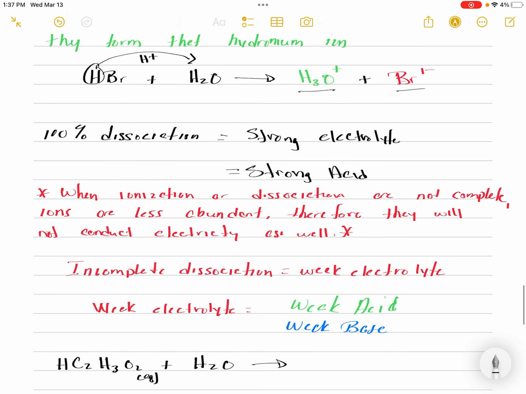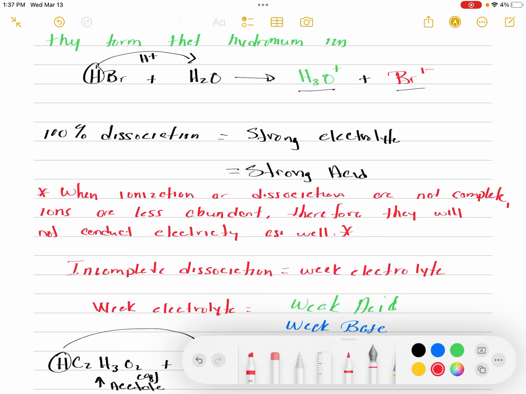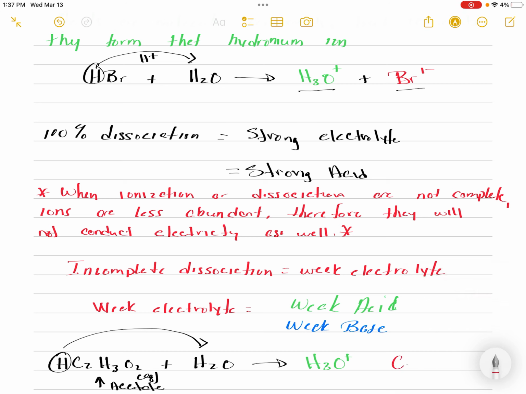So let's take a look at an example. Here we have acetic acid, which is an acid because of this hydrogen right here, bonded to the polyatomic ion acetate. Now, when this reacts with water, it's going to move the H over here, and you're going to form, again, that hydronium ion. And then you're going to leave that acetate all by itself, back to its polyatomic ion form.